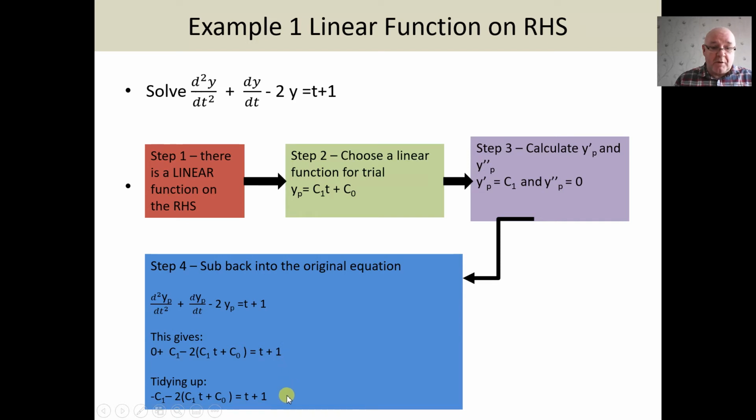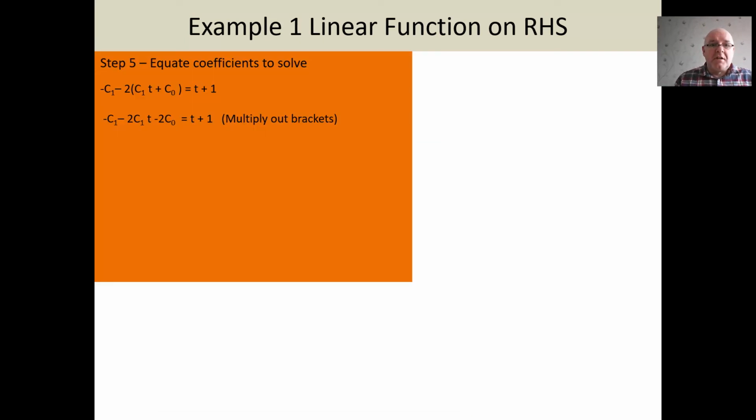If we put them back into the original equation, we get that. I've just tidied it up by removing the 0 at the start. And we get negative c1 minus 2 lots of c1t plus c0 equals t plus 1. All we have to do is find out c1 and c0, and we do that just by equating coefficients. Let me show you how to do it. So here, this is what we originally had: minus c1 minus 2 lots of that equals t plus 1. So you multiply the brackets first.